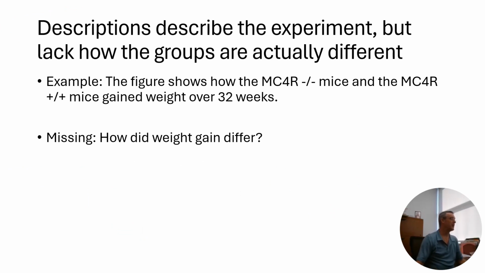This is what I was alluding to earlier, where the description actually described the experiment, but then the differences between the groups are lacking. So the example here, and this is the bad example, the figure shows how MC4R double negative mice and the MC4R double positive, and we could say, homozygous knockout or homozygous, MC4R. There's different ways to say it, and I don't make you spell out things like MC4R that we're really focused on. I haven't done that, but measurements and groups and things I do.